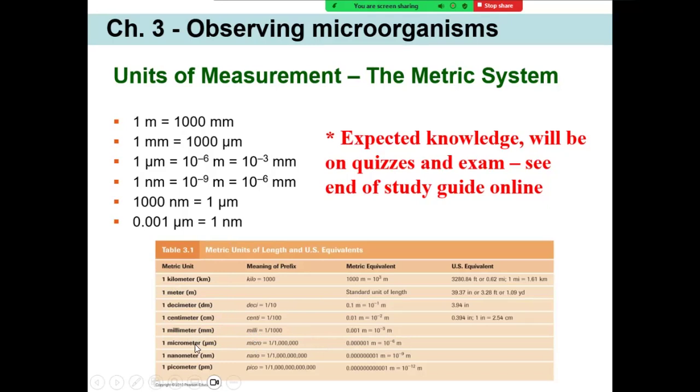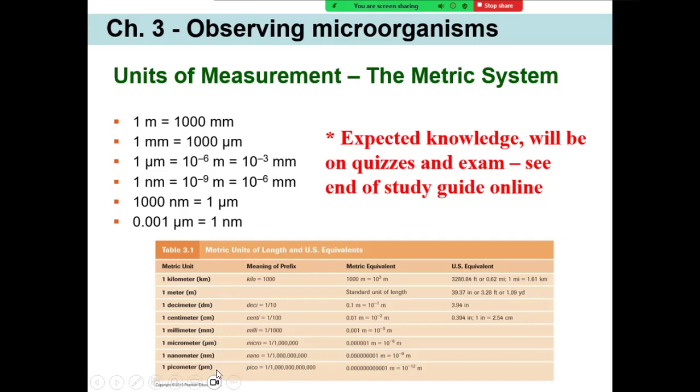You should know a micrometer, that's 1/1,000,000th, or 10 to the negative 6, or 0.000001, five zeros and then 1. This is the size we measure under the microscope. You should know a nanometer. That's 1/1,000,000,000th of a meter, or 1 times 10 to the negative 9th meters. This is the size we measure under the electron microscope.